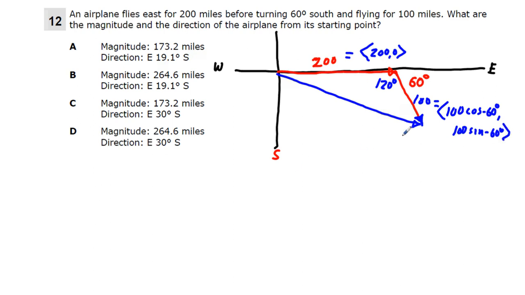And what that means when we add these together, I'm just going to write out a big vector here. Our x value is 200 plus 100 cosine negative 60 degrees, and our y coordinate is going to be 0 plus 100 sine of negative 60 degrees.